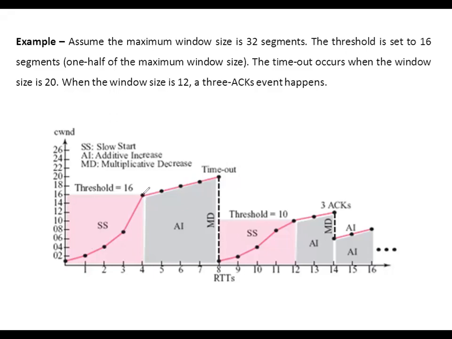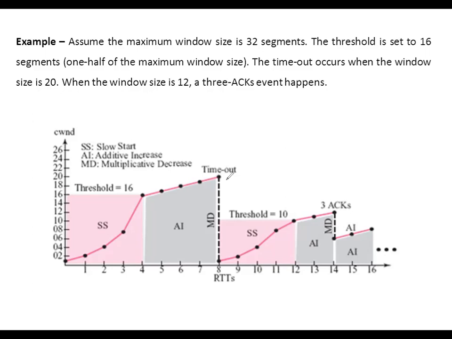When the window size reaches 16, the additive increase, that is the congestion avoidance phase, starts, wherein in each iteration the window size will increase by 1. That is from 16 to 17, 18, 19, and so on, until a point when the window size reaches 20. You can see here, this is the window size, which is equal to 20. When it becomes 20, the timeout has occurred for a segment. So the sender will reinitiate the congestion control mechanism because the timeout has occurred.